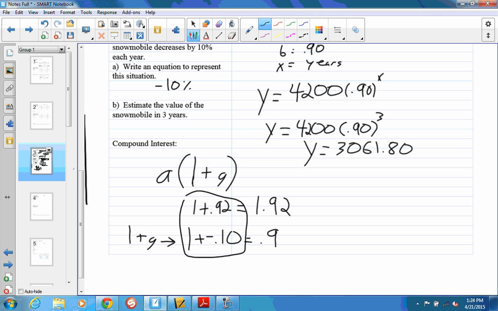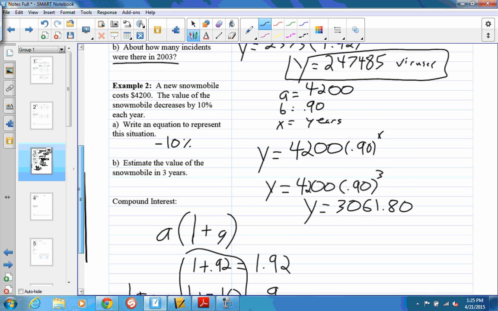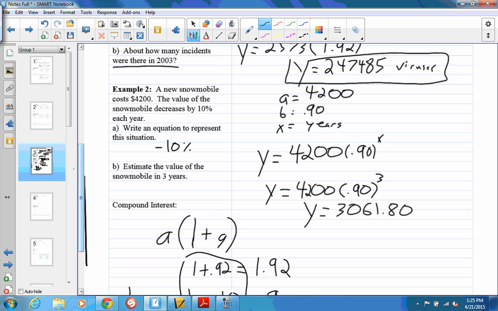Cool? And we'll do some more. And in decay, I subtract. Good. $3,061.80.